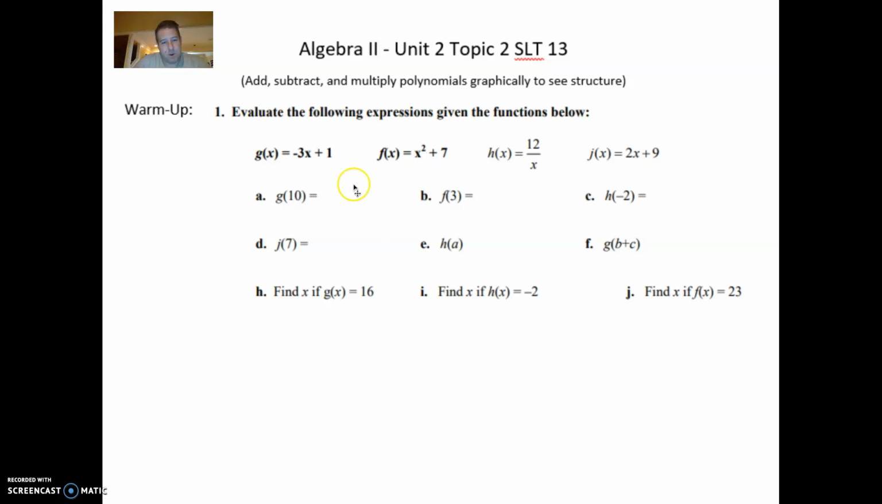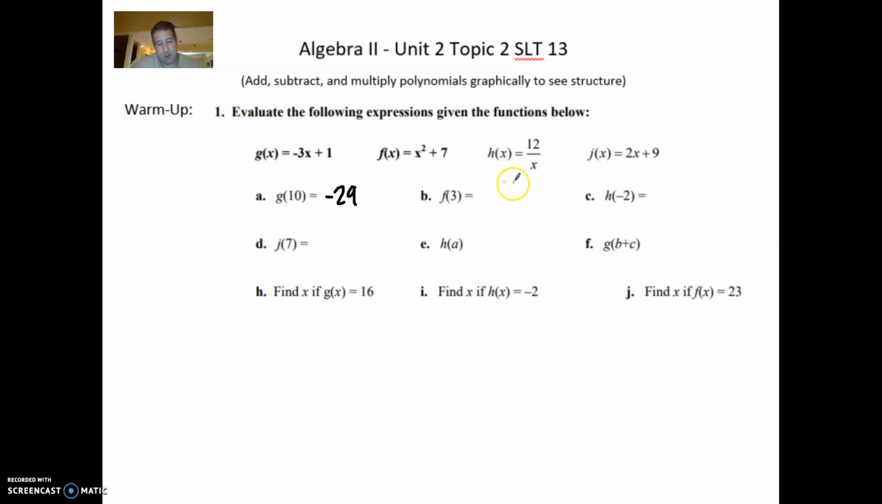All right, so what we have here is four different functions. They have four different names: g of x, f of x, h of x, and j of x. We're going to put in whatever value of x they're giving us. So g of 10 means that x is 10, and we're going to find out what its height would be, or what its y would be. So for g of 10, I have to use this function: negative 3 times 10 is negative 30, plus 1 is negative 29. It's that simple. When it says f of 3, that means x is 3 when you're using function f of x. So I put 3 in for x and I solve.